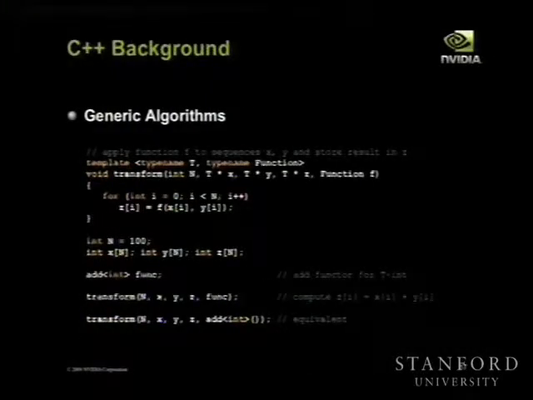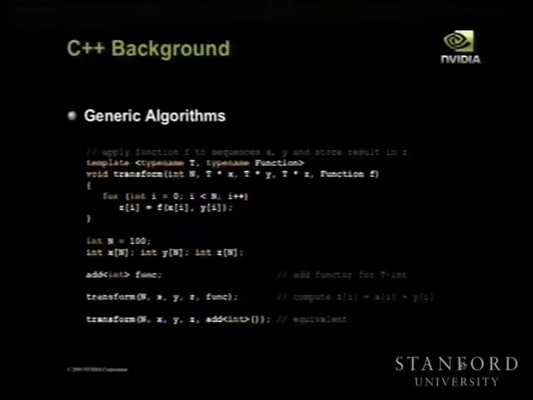Okay, and the last background slide. Here I have a simple algorithm that takes in two vectors described by pointers. So x and y are two input vectors. It'll apply some binary function to them, and store the value in a third array. So the things in Thrust are semantically similar to this. They just get carried out in CUDA.